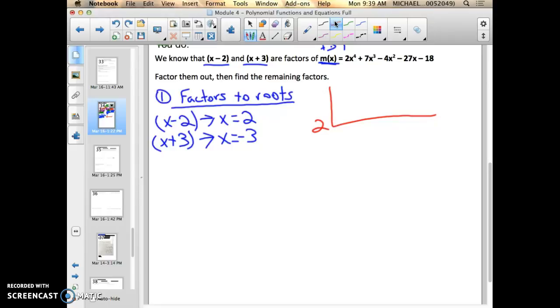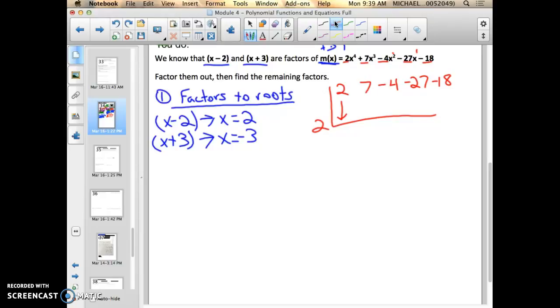I'm going to pick 2. And then I'm going to list out my coefficients on the top. Looks like it goes from 4 to 3 to 2 to 1 to 0, so I don't need any space holders. So I just have 2, 7, negative 4, negative 27, negative 18. All right, so I drop my first one.